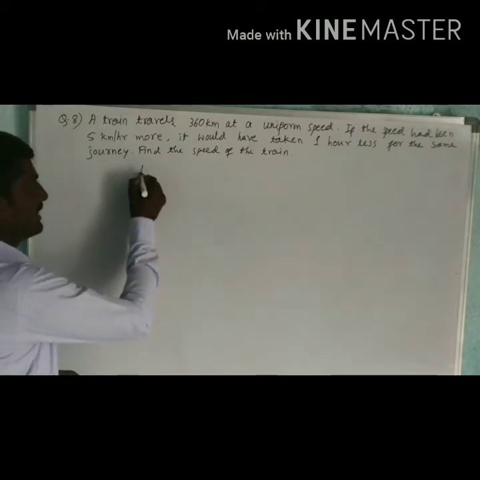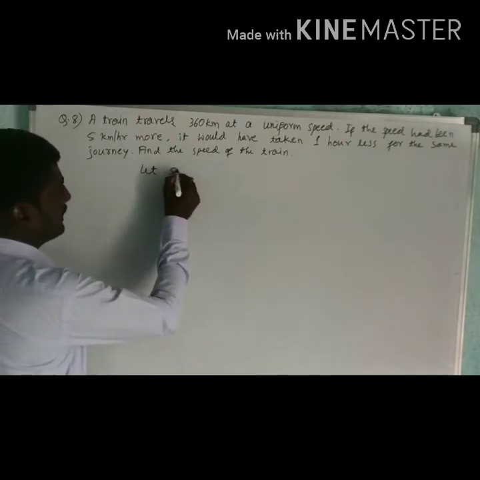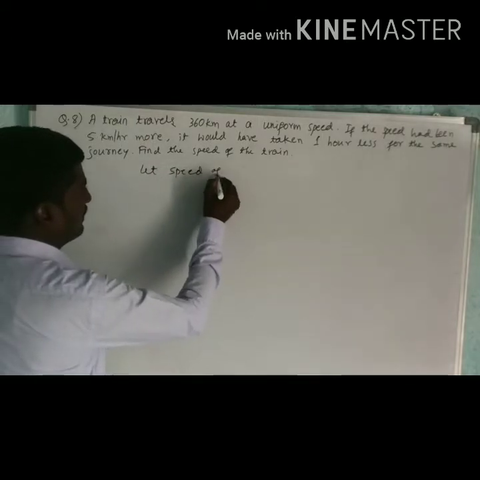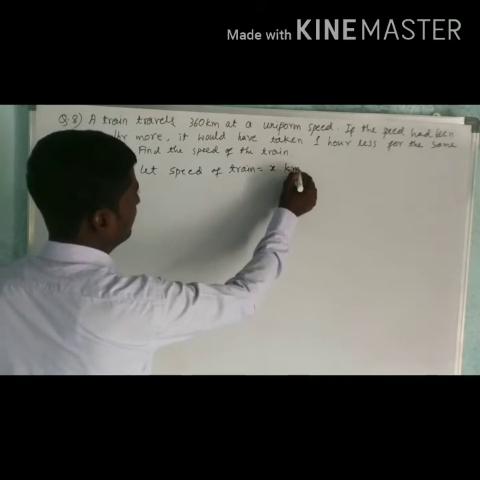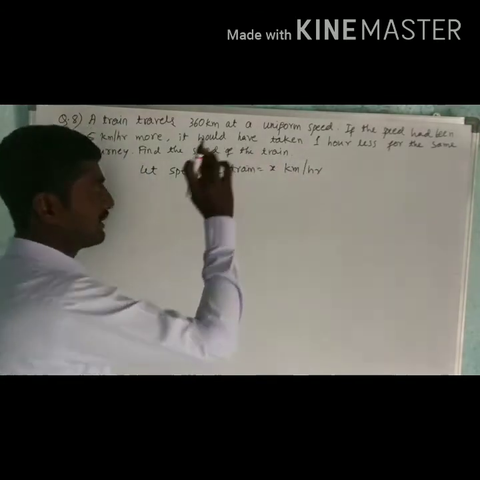We have to find the speed of the train. Let us take the speed of the train. Let speed of train be equal to x kilometer per hour. I have to find the value of x.